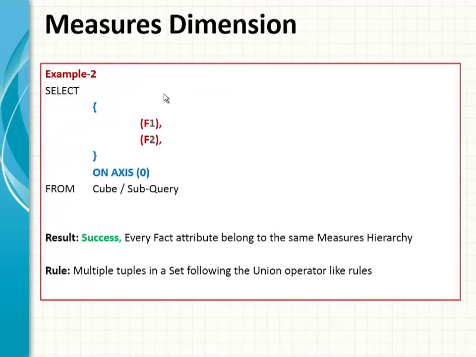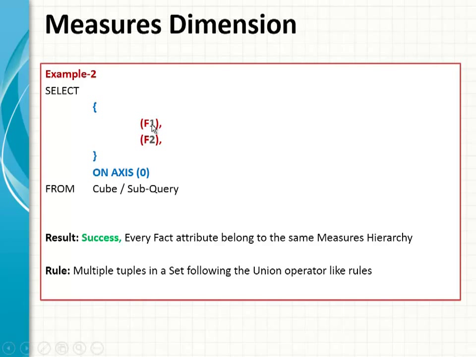In this second example on the screen, what you see is a single axis of a set wherein there are two tuples. The first tuple has the f1 fact attribute and the second tuple has f2.